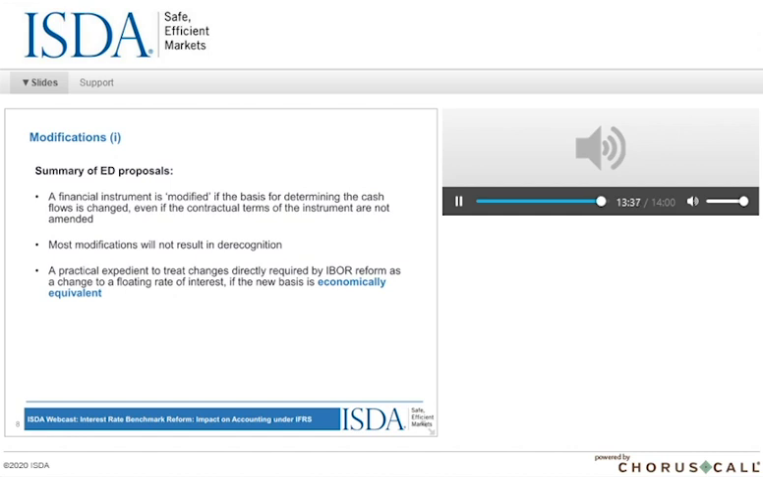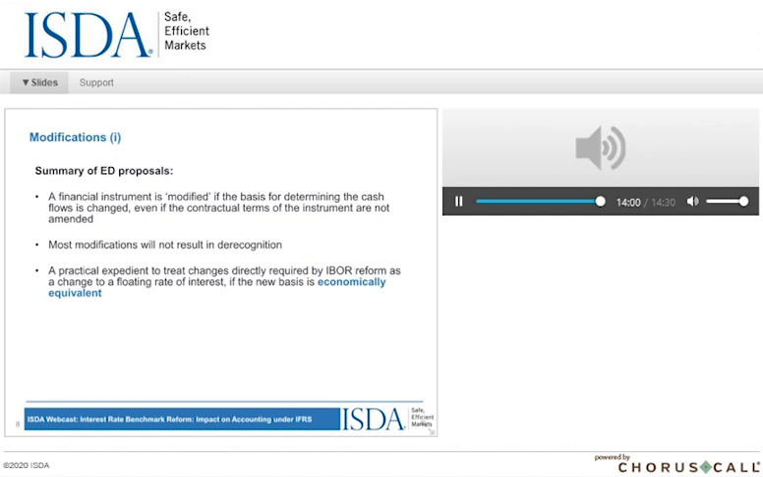However, there are two constraints, two conditions. The first is, this is only going to be true to the extent that the modification is required due to IBOR reform. So any other changes that are made to the instrument at the same time have to be dealt with through the normal rules and may result in a P&L catch-up adjustment.